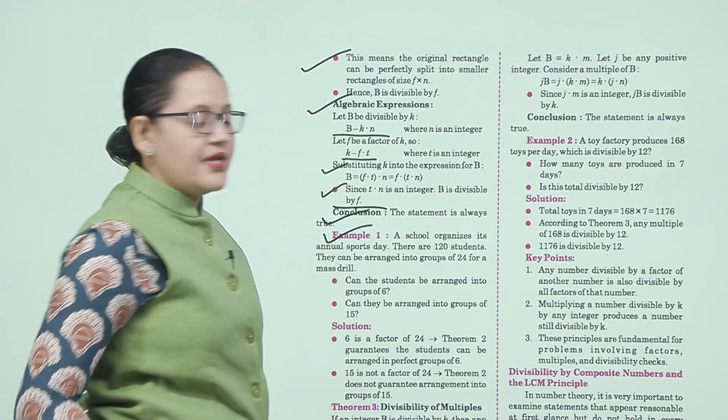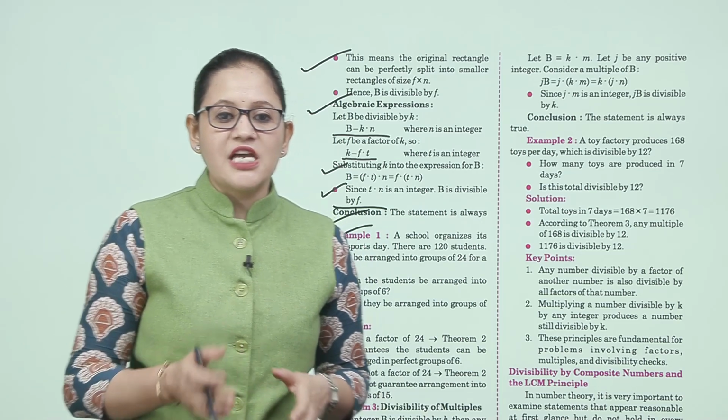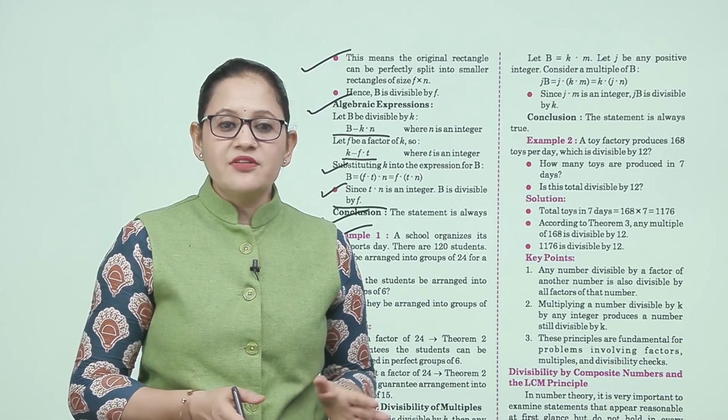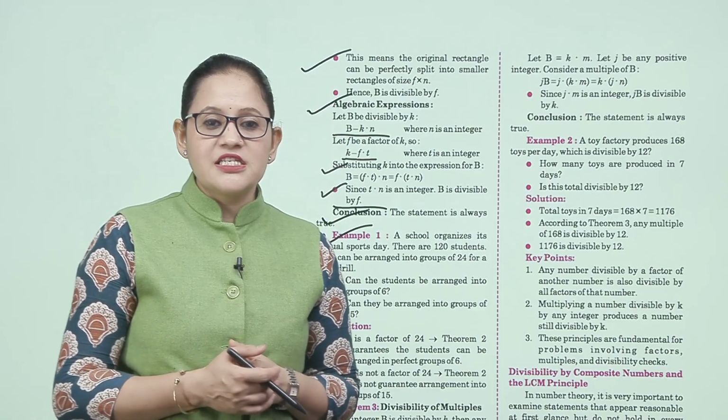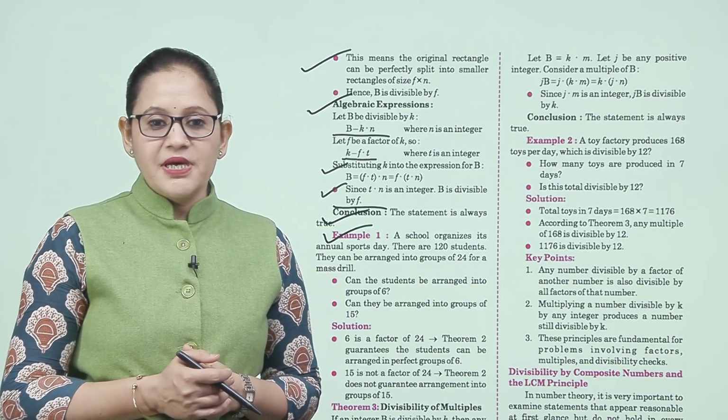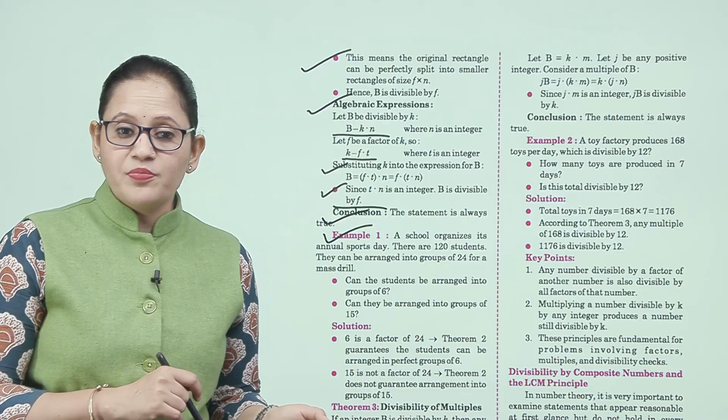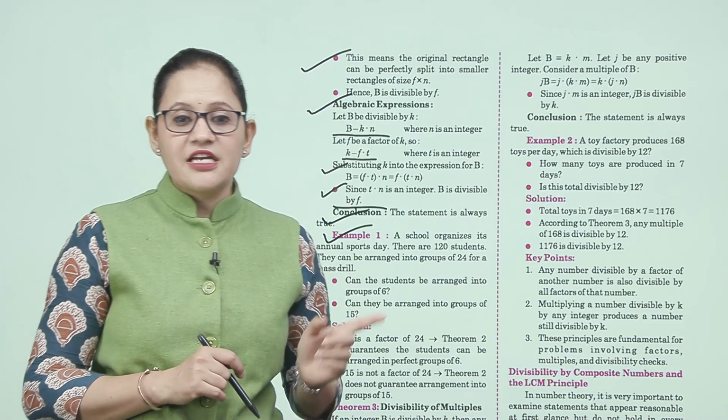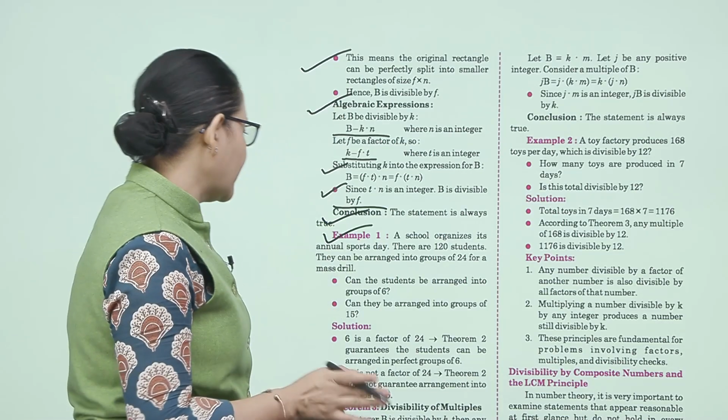Here we will take an example. The school organizes its annual sports day. There are 120 students, and they can be arranged in groups of 24 for mass drill. Can the students be arranged into groups of 6? Can they be arranged into groups of 15? That we have to find out.